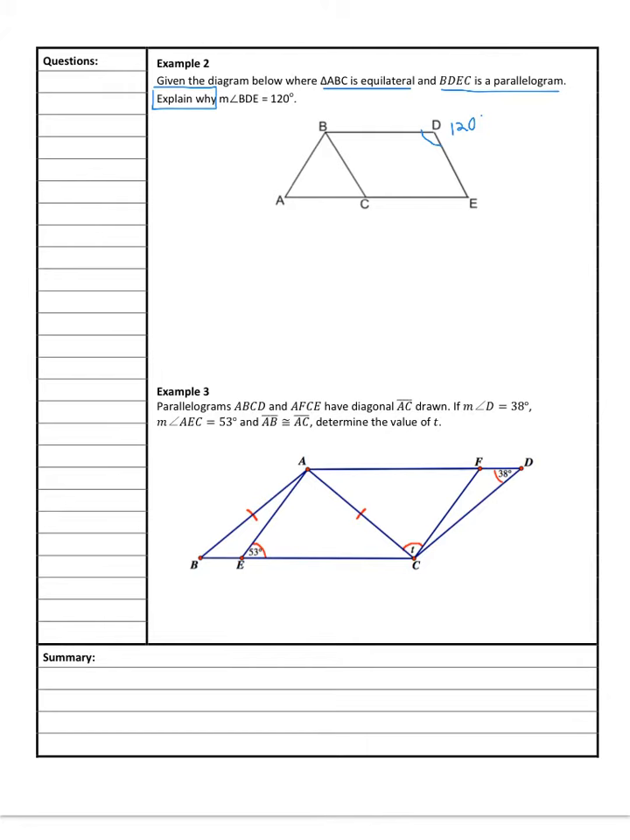So let's first go back and focus on the fact that it said our triangle ABC was equilateral. If you think back to equilateral, that means that it has to have 3 congruent angles. Well, if all the angles have to be the same, and I also know that all the angles in a triangle have to add up to 180, if I take 180 and divide it by 3, I'm going to figure out that each of those angles is going to be 60 degrees.